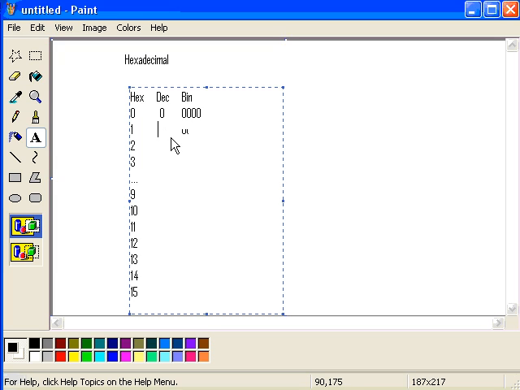0, 0, 0, 1. There's a pattern flowing. Remember, this is 1, 2, 4, 8 from left to right for the binary digits. So 3 is going to be 0, 0, 1, 1. The 1 on the far right is 1. You have to go back and listen to my decimal to binary and binary to decimal lectures to understand this. Okay? And now let's go on down.